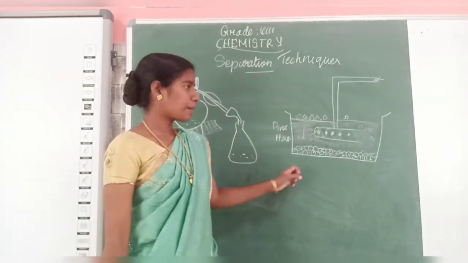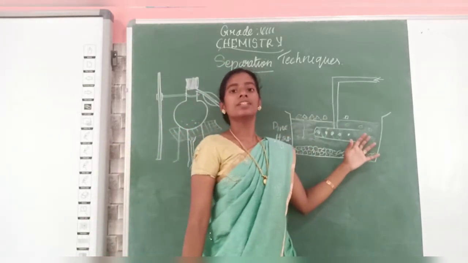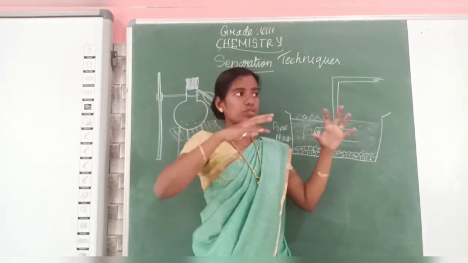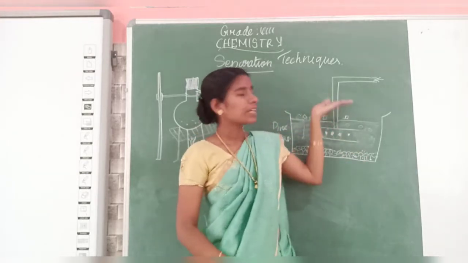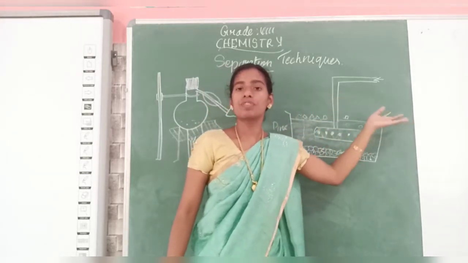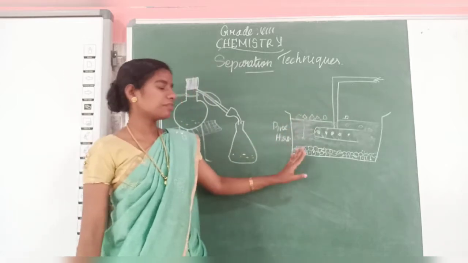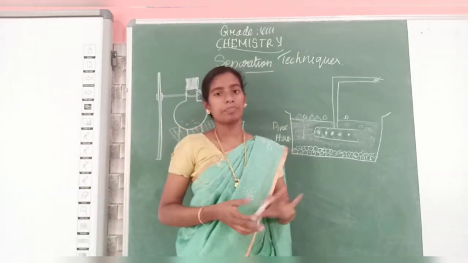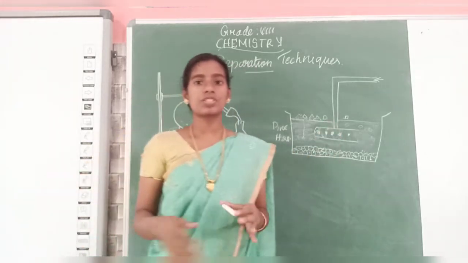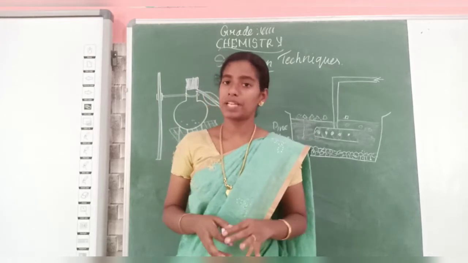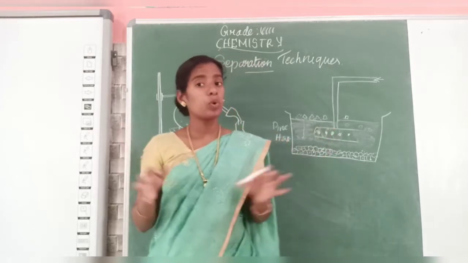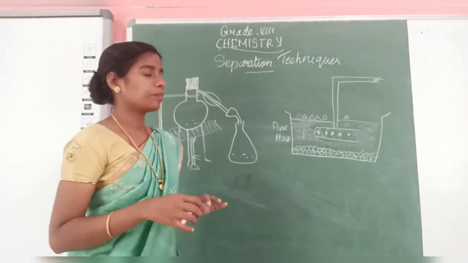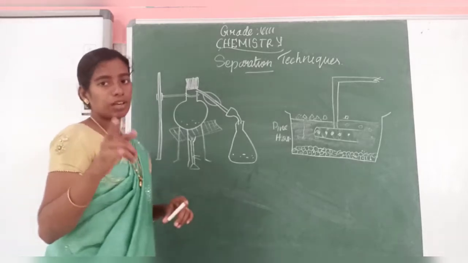So by applying compressed air, what happens? This pine oil will form some froth. This froth will take all the ore contents and it will come to the top and float at the top. The heavy mud, etc. will remain at the bottom. In this way, using froth flotation, you can perform separation. This froth flotation is most commonly used for separating ores. Next one is separating funnel. We have learned that in the last class.